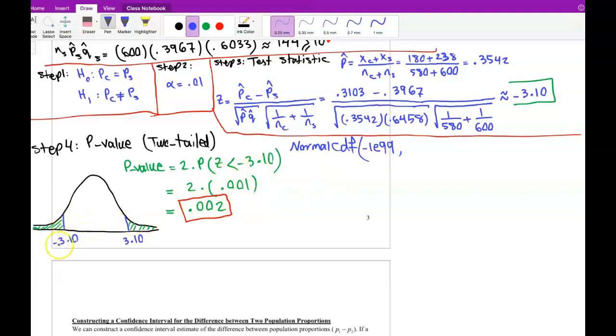Now going to right, we have negative 3.10. Comma, mean is 0, standard deviation 1. Okay, then press enter. And the answer is 0.00096767. So we can round it to 0.001.